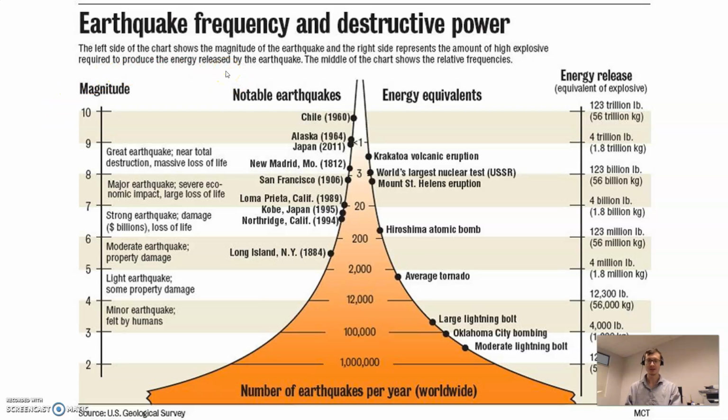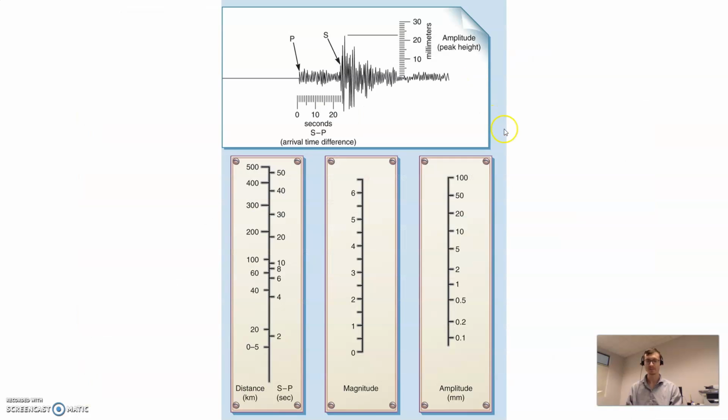Things like the earthquakes in Chile, Alaska, and one from 2011 in Japan, which we'll actually be looking at more. Earthquakes here on the left, everything from magnitude 2 all the way up to 10 here. And some of the energy equivalents on the right, things we might be more familiar with. Nuclear weapons, to tornadoes, to lightning bolts, Krakatoa volcano, as well as the energy release over here. You'll notice, of course, that the number of earthquakes that we get that are very small is a huge number, and that as we go up, we get to a very small number of massive earthquakes.